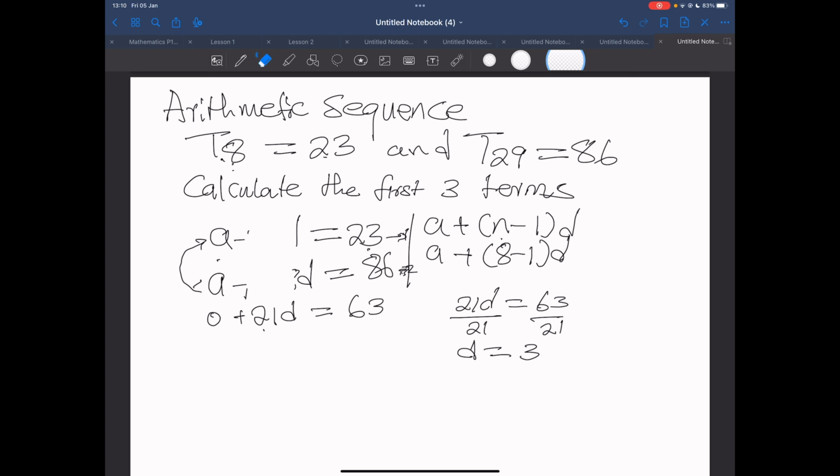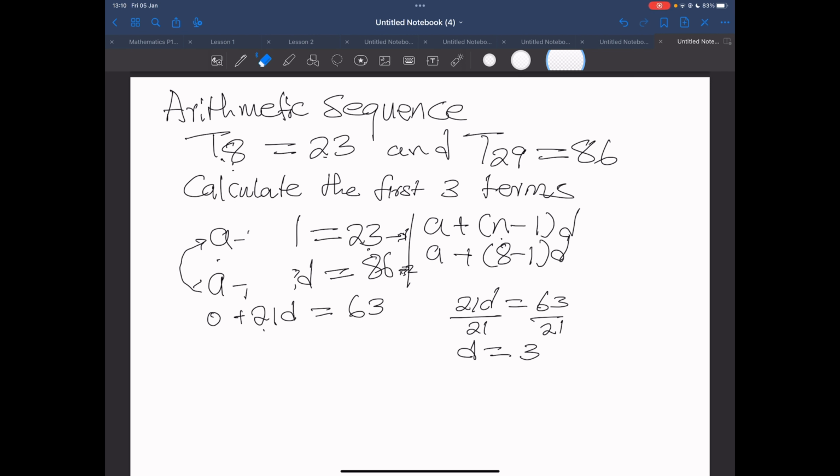So we substitute the value of d. We have a plus 7 times d, which we said is 3, equals 23. So we have a plus 7 times 3 is 21, which is 23. So we take the 21 to the other side, and we get our a to be 23 minus 21, which is 2. So if we have a and we have d, we can get any sequence because we know that a is term 1. So term number 1 is a, which is 2. To get to the next term, we can just add the difference.